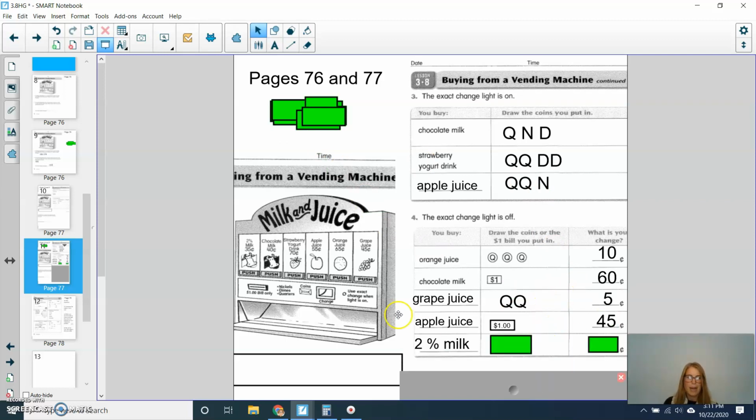For the last problem, I bought 2% milk, which is 35 cents, and I paid again with $1. I want to think about how much to go from 35 to 100, or from 35 to $1. I know 5 cents would bring me to 40, and then 60 cents would bring me to $1. 60 plus 5 would be 65 cents, which would be my change. So again, some of this page you might have the same as me, and some of it might be different, but just double check to make sure that your change matches how much you should get back.